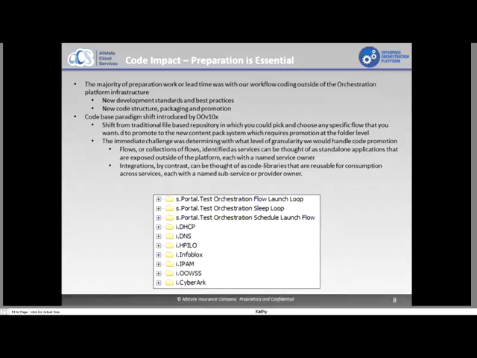So really what we needed to take a look at is we needed to determine what level of granularity we wanted to be able to handle code promotion, is really what we boiled down to, the level at which we wanted to put the structure in place. So in other words, every content pack, everything within a content pack would have to be released at the same time. So basically, what we did is we carved out services versus integrations.